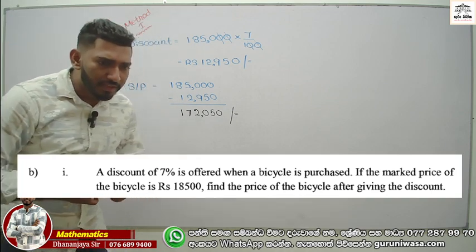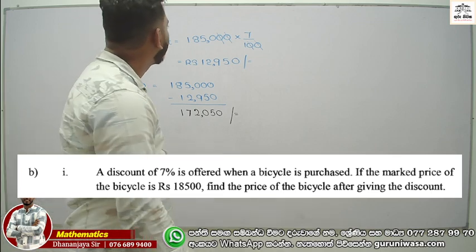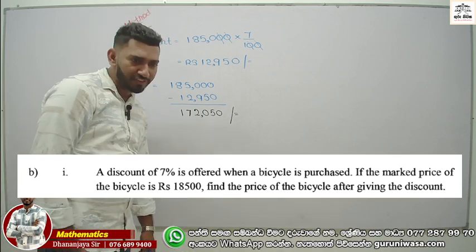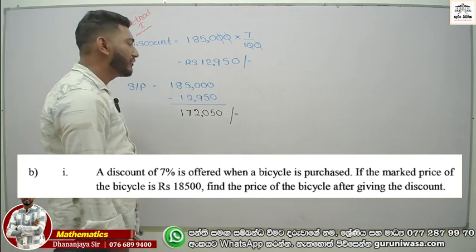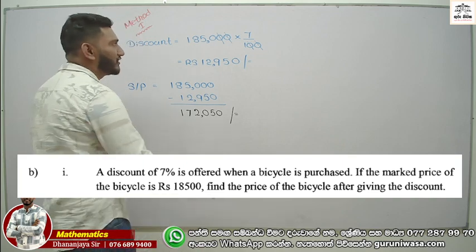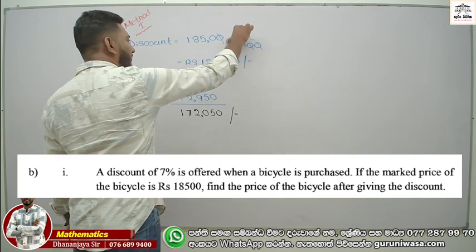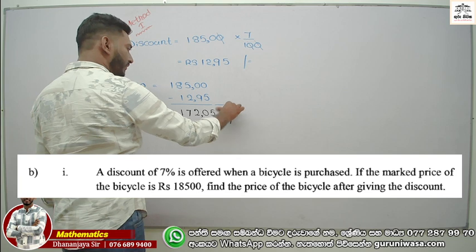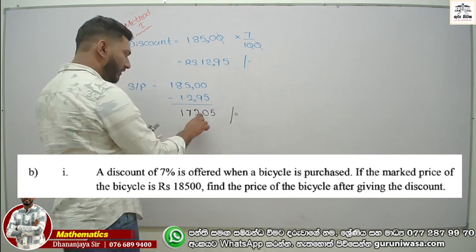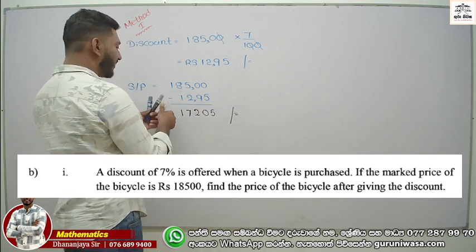Excuse me, sir. This is not 185,000. It is 18,500. Yes. Therefore, you need to cut one 0. Let us cut that 0. Right. There is an additional 0 here. Now, this one should be the answer. Is it correct now?